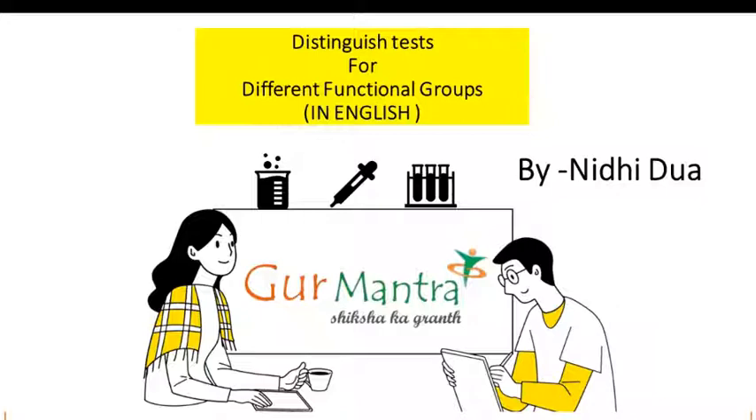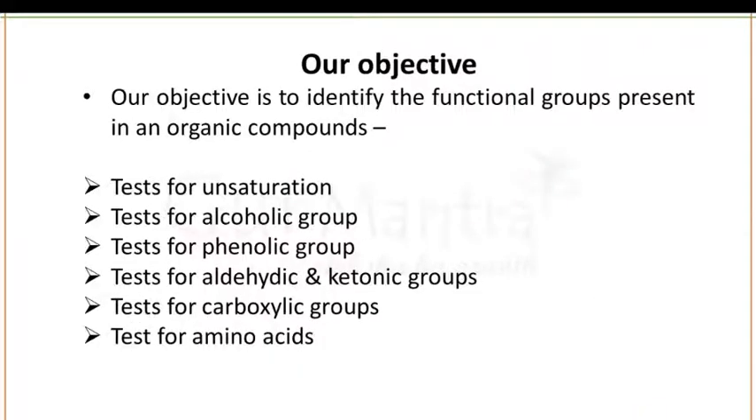So guys, in today's lecture we are going to discuss a very important topic that will be based on distinguishing tests for different functional groups. As you know, in our organic chemistry we have different functional groups like alcoholic group, phenolic group, carboxylic group, aldehyde, ketones and amino acids. So in today's lecture our main objective will be to identify the functional groups present in an organic compound, and we are going to discuss the 6 major points that you can see on your screens.